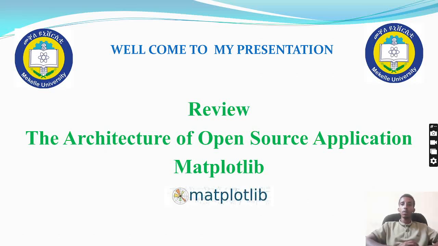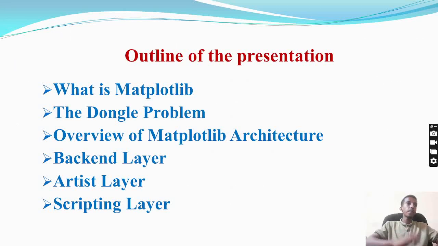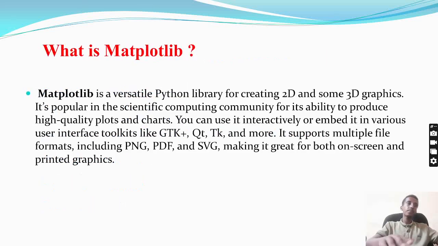Today, we are going to review the architecture of the open source application Matplotlib. Please stay with me. First, we see our outline for the presentation. We have: what is Matplotlib, the dongle problem, overview, and Matplotlib architecture, which has three layers underneath that: the backend layer, the artist layer, and the scripting layer.